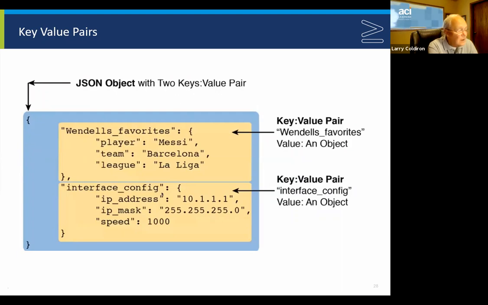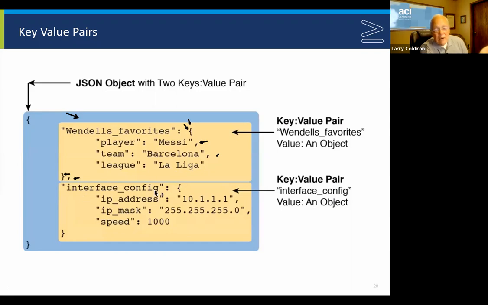We have in here, Windows favorites here. We have the player object, player Messi, team Barcelona, league La Liga here in the format. Windows favorites, the object, key value pairs that go into these things. We've got a comma here, go on to the next one.